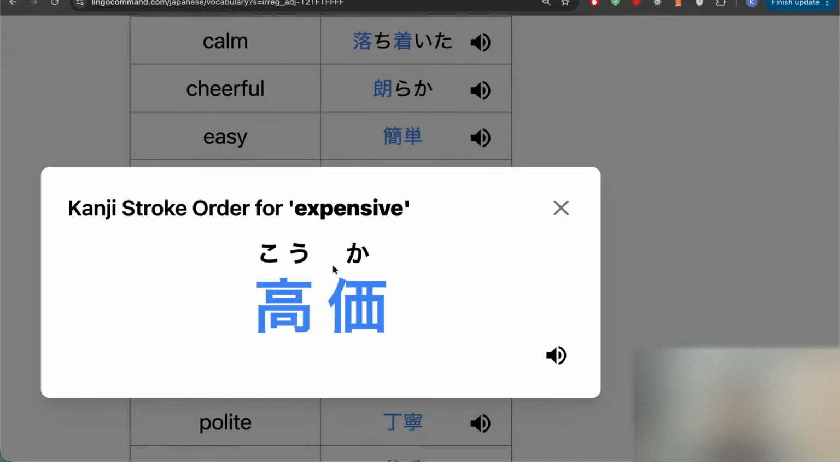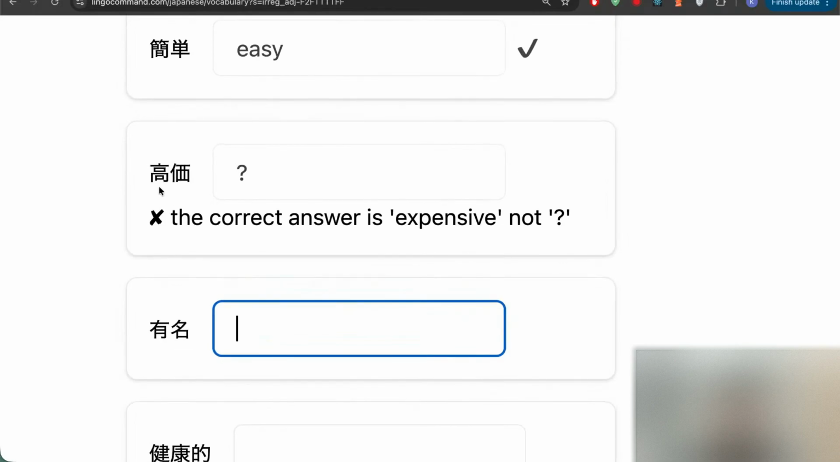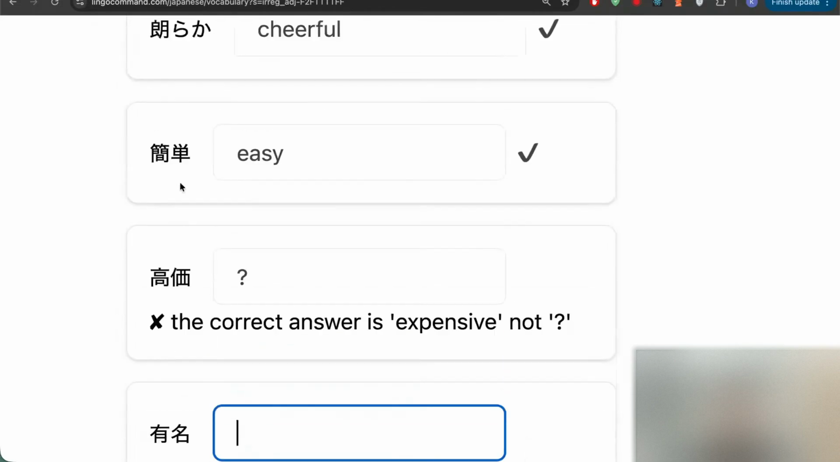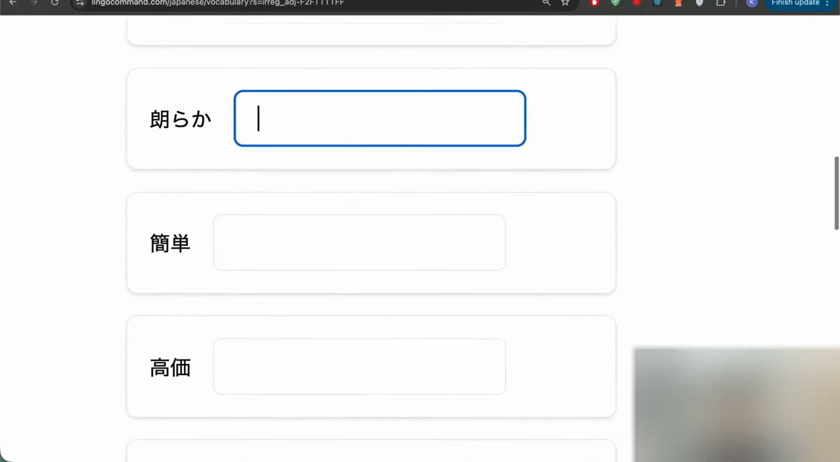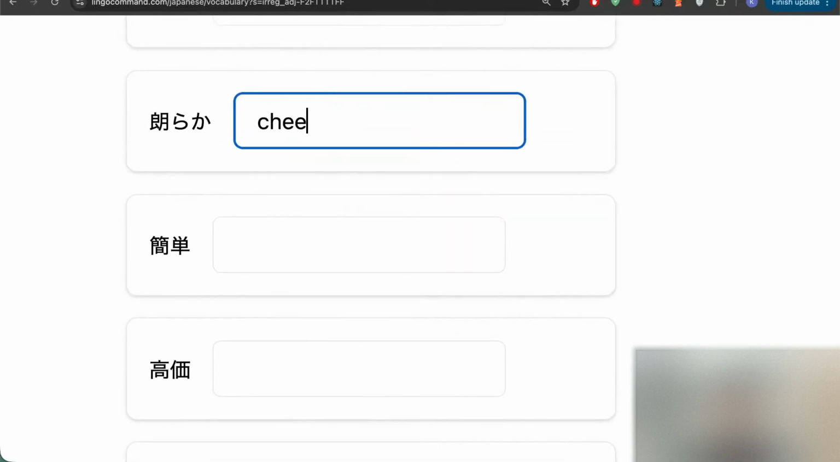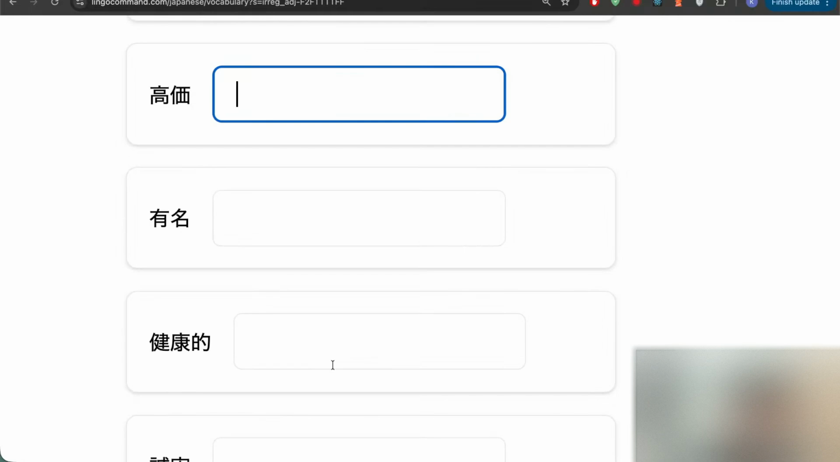Expensive is koka. The first kanji, its reading is ko. The next one is ka. We'll go from the top again. So this is beautiful. Hogaraka is cheerful. And then these two kanji, its readings are kan and tan. Kantan is easy. And then this was koka, expensive.